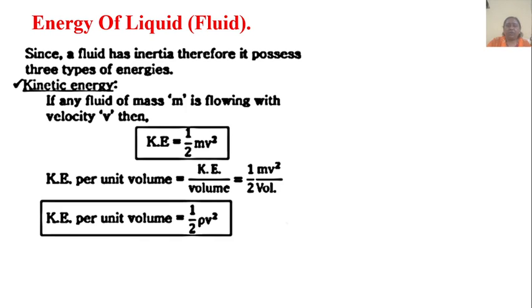Now, energy of liquid or fluid. A fluid has inertia, therefore it possesses three types of energy. Kinetic energy: if any fluid of mass m is flowing with velocity v, then kinetic energy equals half mv squared. So, kinetic energy per unit volume equals half mv squared upon volume. So, kinetic energy per unit volume equals half rho v squared, because mass upon volume is rho.